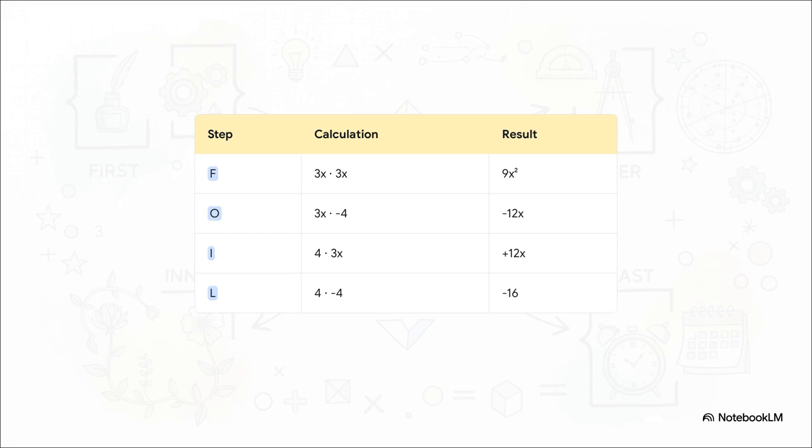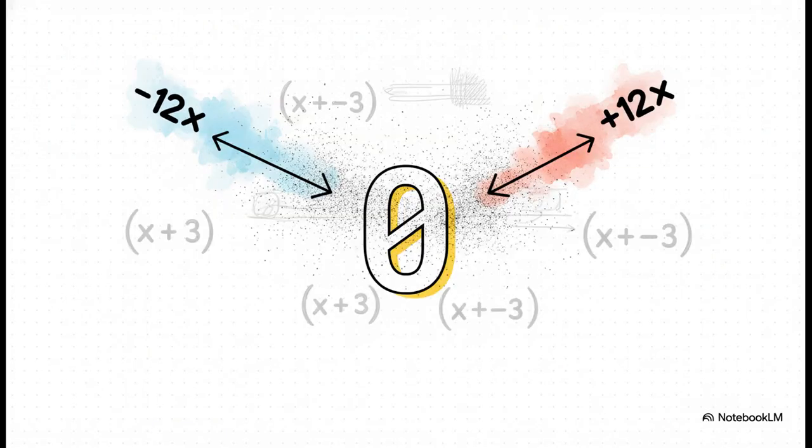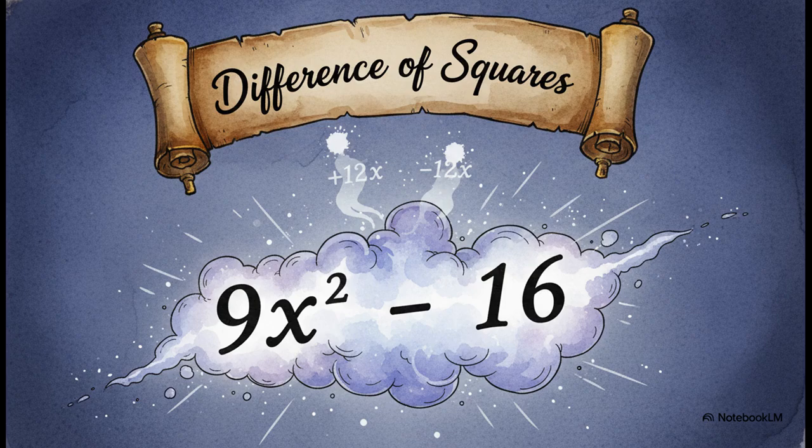What happens when we combine those? They are perfect opposites. The negative 12x and the plus 12x completely cancel each other out. They just poof, they add up to 0. The middle of our expression just vanishes. So our final answer is just 9x squared minus 16. That middle term is completely gone.